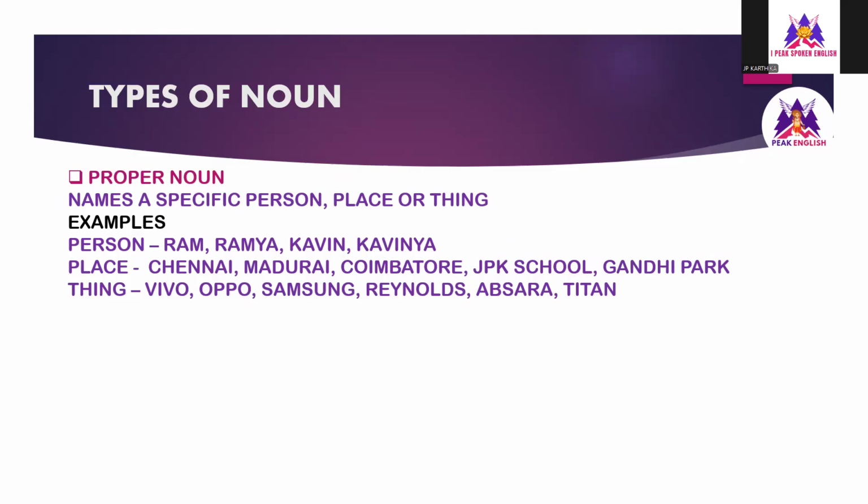Proper means specific. And thing, Vivo phone is actually a mobile phone, but still we have given the name for the mobile phone. It is Vivo phone, Oppo phone, Samsung, Renault pen, Apsara pencil, Titan watch, Raymond glasses. So likewise, a specific name given to a person or place or thing is called a proper noun. Hope you all have understood.